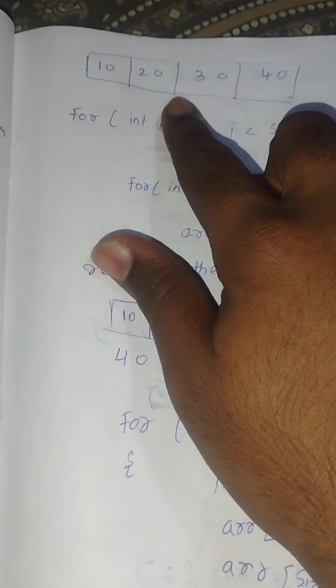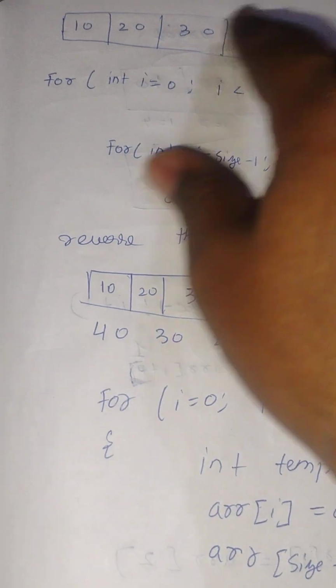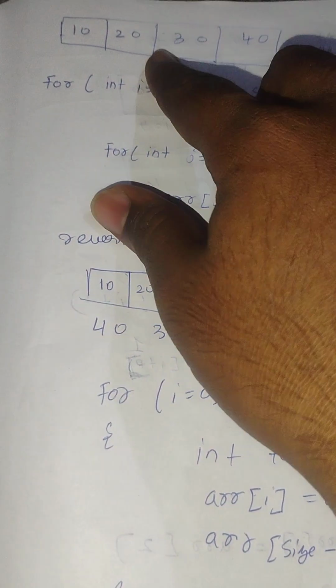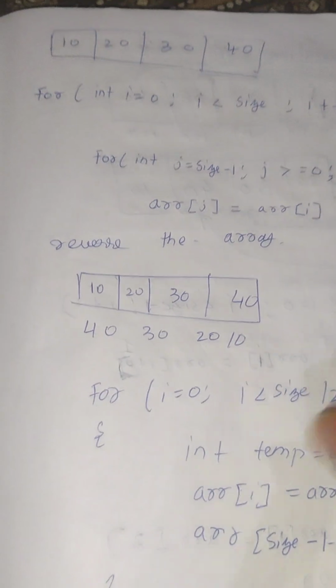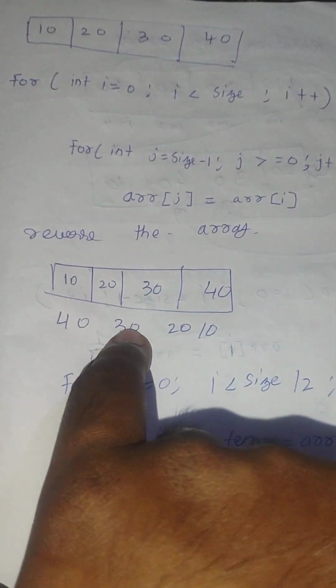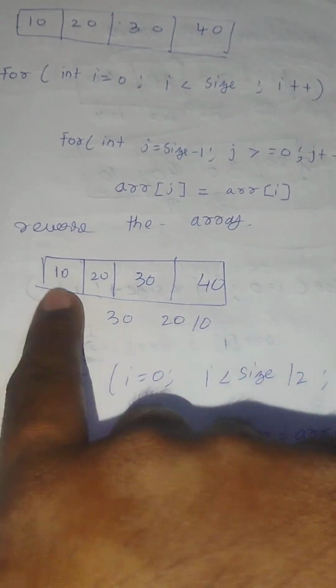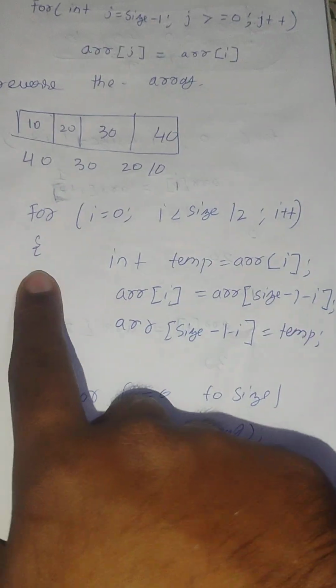Next question: I need to rotate these values. What is meant by rotating? Rotating is nothing but reversing this array, 10, 40, 30, 30, 20, 20, 10, 10, without using another array. So how is this possible?